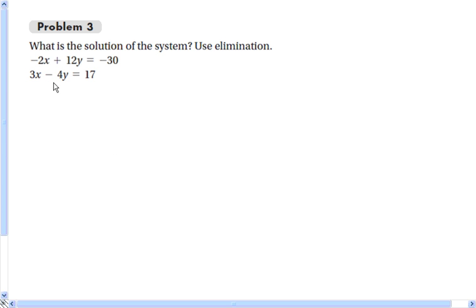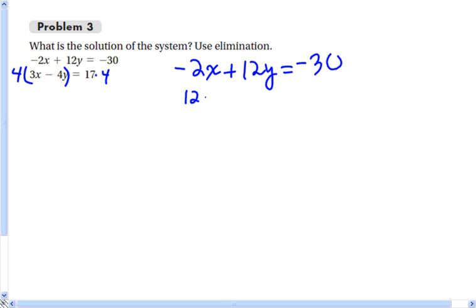So I'm going to multiply both sides of this by 4. Use the multiplication property of equality. And then I'm going to have this system. 4 times 3x is 12x. Oops, sorry, I meant to multiply by 3. 3 times 4 is 12. So we get 9x minus 12y is equal to 51.